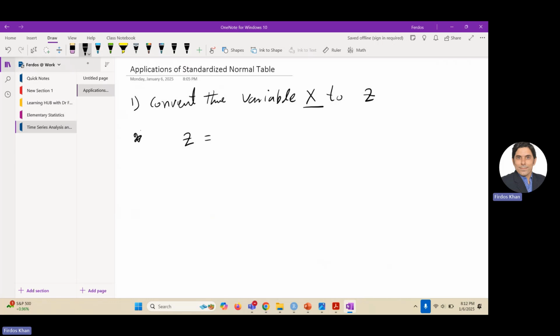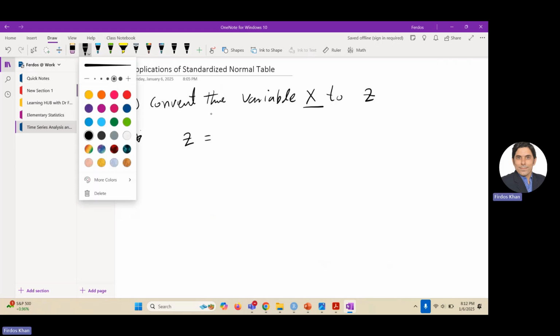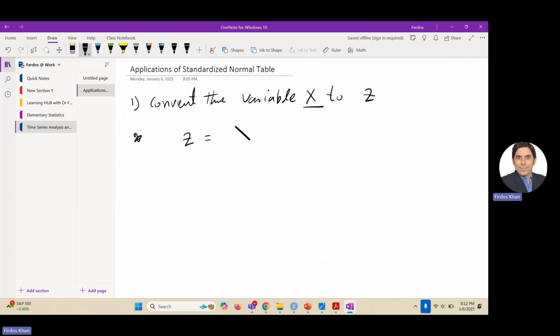So this means x minus x bar divided by s, and if it is population, then you need to use x minus mu divided by sigma. So you can use either, depending on the data which you have.